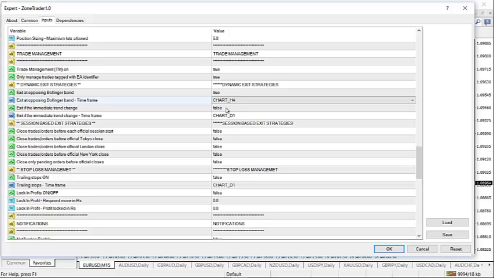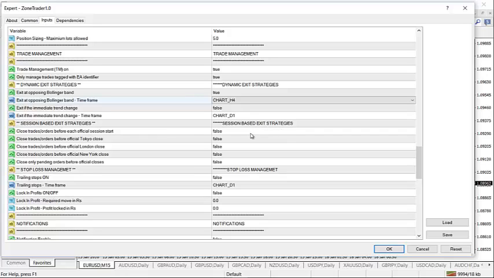Next one here, exit if the immediate trend changes. So this looks at the TDL change, which is the immediate trend, which I will discuss in a different video. However, really it's just looking for any form of retracement or consolidation to occur where a close happens below the low of a candle if you're in a long trade, or above the high of a candle if you're in a short trade. And once again, you can specify whether candles are considered on the daily, 4-hour, 1-hour, or any time frame chart that you may care to use.